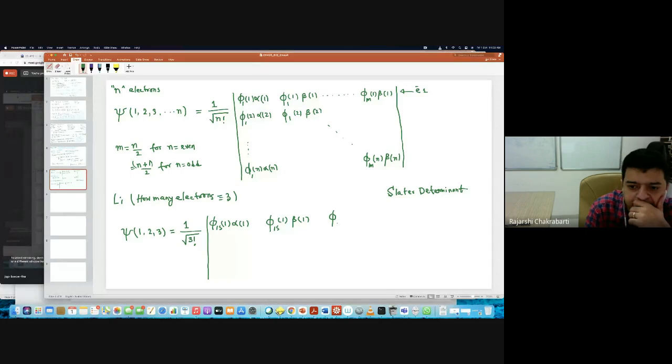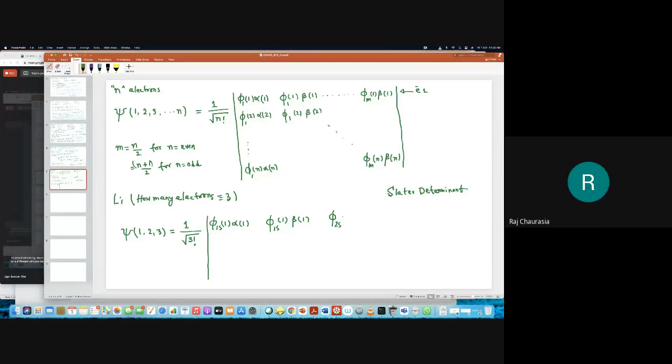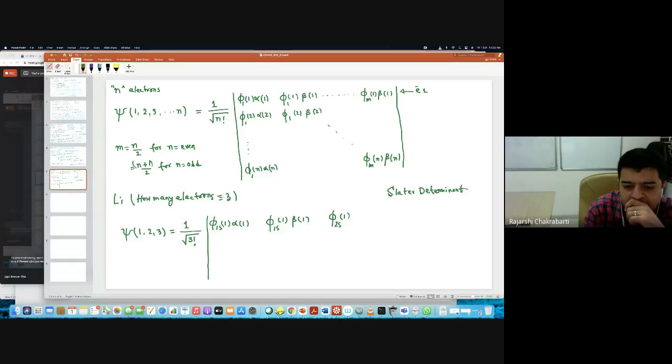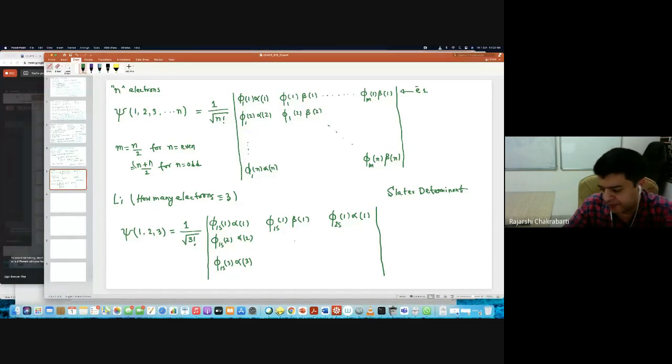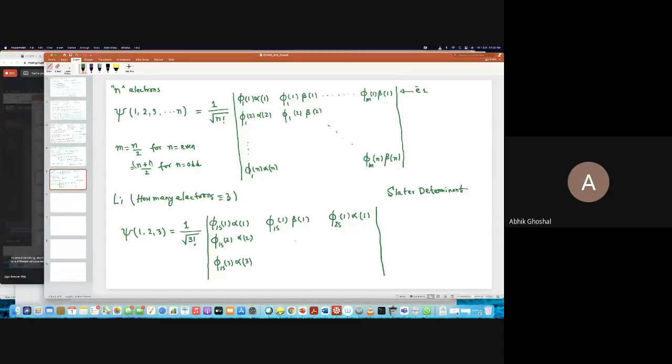Phi. What will be this? 1s2? No, it is 2s, because your electron number will change along the row, isn't it? This I consider to be alpha. What about the next? If I go down the column, what is going to change? Electron number is going to change, isn't it? 1s2, alpha 2. Then the third one is... what about this guy? Try to do it yourself. Phi 1s2 beta 2. Yes.